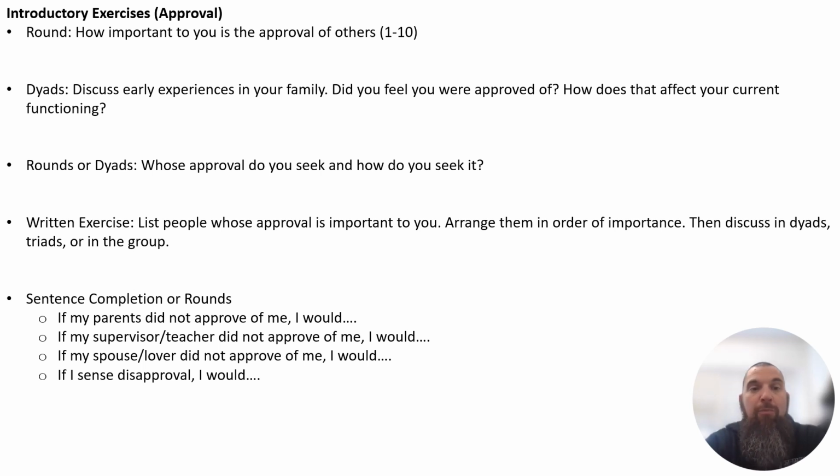So rounds: how important is it to you in terms of the approval of others, 1 to 10? Dyads: discuss early experiences in your family. Did you feel you were approved of? How does that affect your current functioning? Rounds: whose approval do you seek and how do you seek it? And again, you can see within these rounds and dyads, these are very easy ways to get the entire group involved, right? You could even do something along the lines of saying one word or a very short sentence in regards to your thoughts on approval, or how approval positively or negatively impacts you.